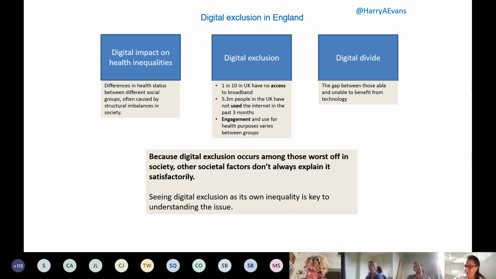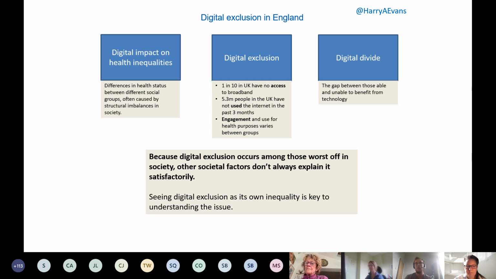The digital divide, which we're talking about today, is then the gap that arises from those in society who are able to benefit from technology and those who are unable or less able to benefit from technology, so falling into those digitally excluded groups. But the one point I want you to take away from this slide is that because digital exclusion occurs among those worst off in society, it's not always other societal factors that explain it satisfactorily.